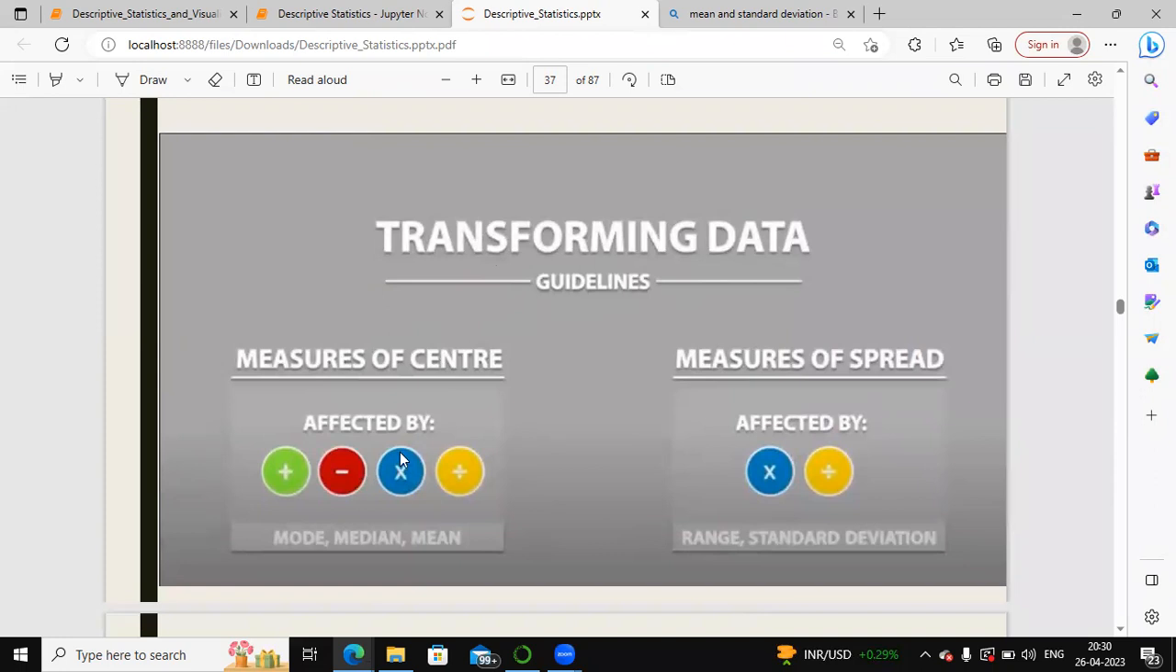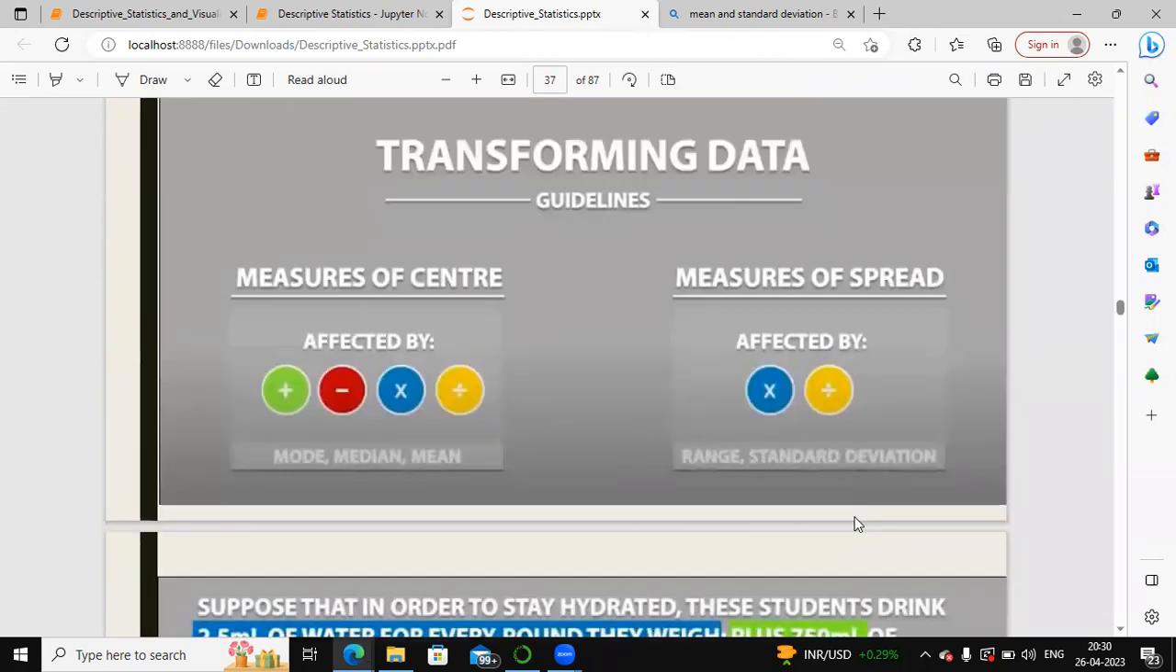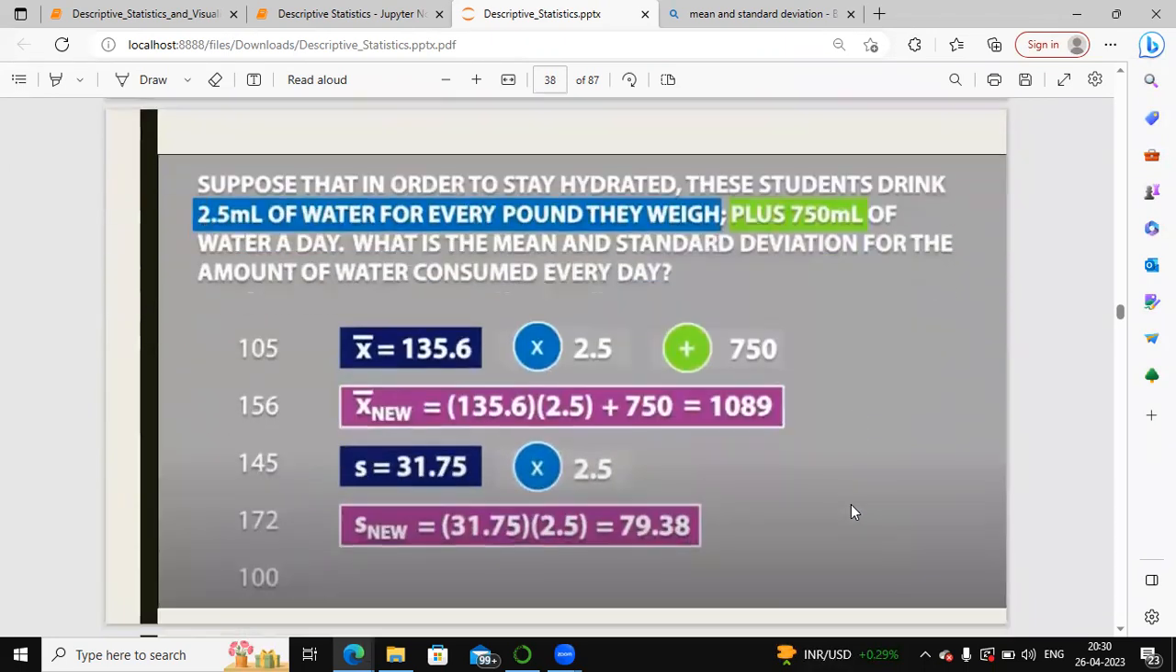Measure of center gets affected by plus, minus, multiplication and division, and measure of spread is only affected by multiplication and division. So what happens? You have to multiply the standard deviation by 2.5. Then only that is going to get affected.